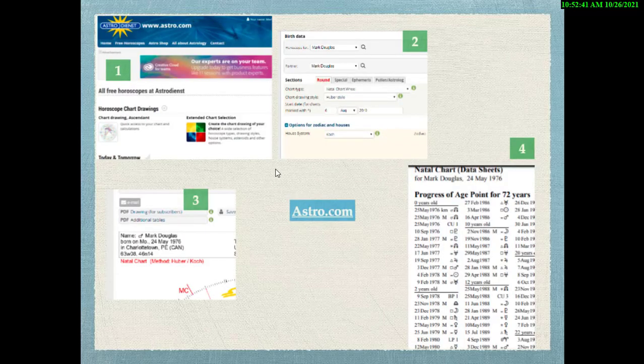If you want to derive your charts, you can go over to astro.com, get them for free. So derive your birth chart, go to extended chart selection, as you can see here. And I know it's changed a little bit. They've changed their website. Then make sure you select Huber style chart. And then under additional tables, it'll allow you to draw this table of your age point progressions.